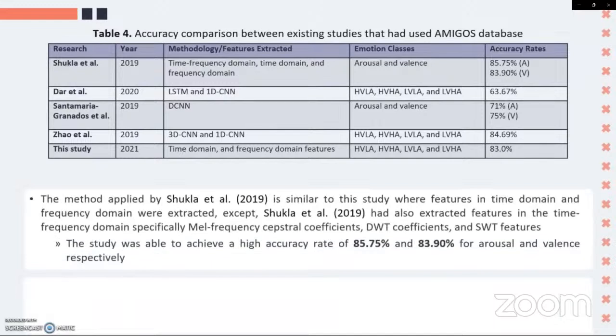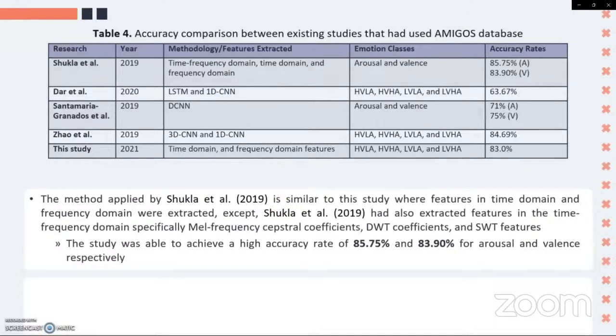The method applied by Shukla and co-authors is similar to this study, where features in time domain and frequency domain were extracted, except the authors had also extracted features in time-frequency domain, specifically Mel frequency cepstral coefficients, discrete wavelet transform coefficients, and stationary wavelet transform features, which totals up to 621 features altogether. The study was able to achieve a high accuracy rate of 85.75% and 83.9% for arousal and valence respectively.